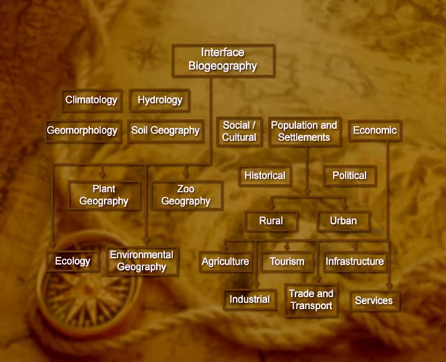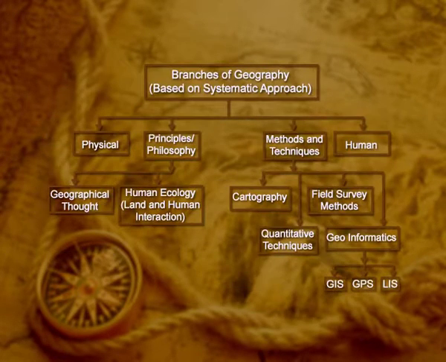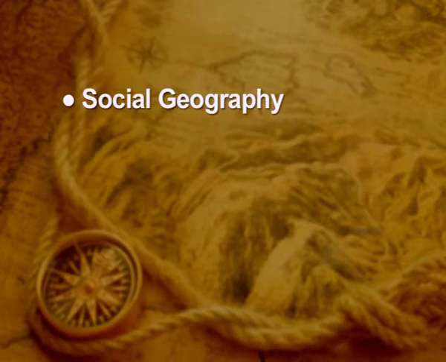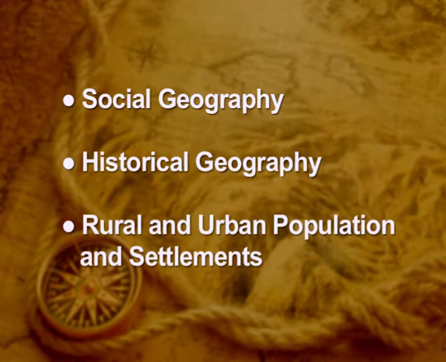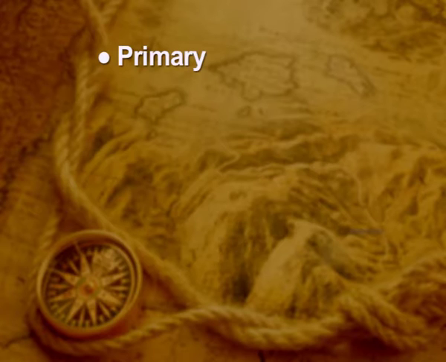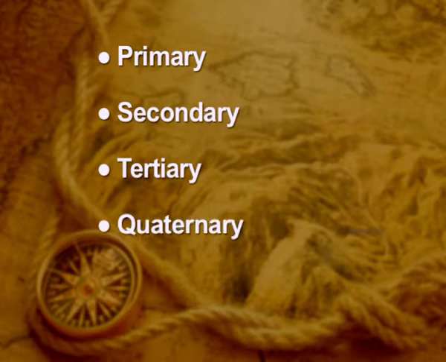Do you remember this table? Yes, it is given in the class 11th geography textbook. In the following lectures, we will study the sub-branches that are highlighted in the given table. It shows social geography, historical geography, rural and urban population and settlements. Also, we will learn about the primary, secondary, tertiary and quaternary activities practiced in different parts of the world.